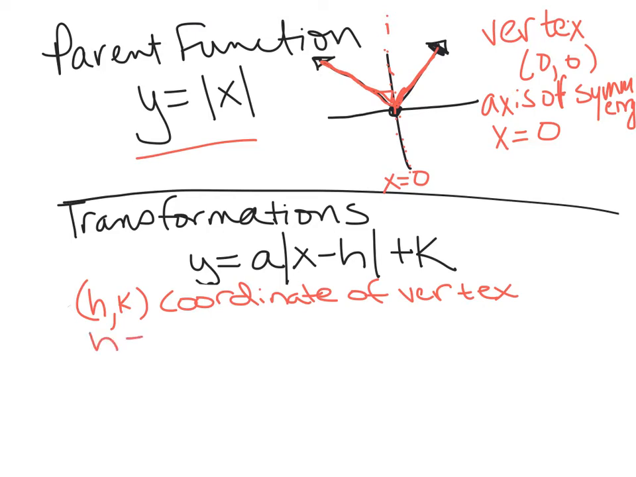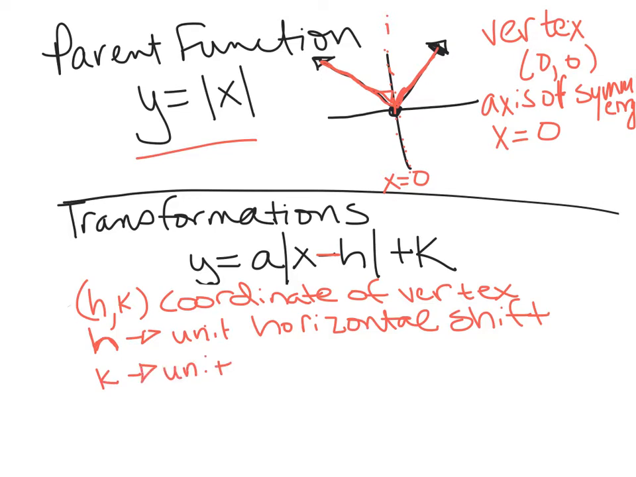h is a unit horizontal shift. Keeping in mind this is a minus h, and this is a positive h, we always do the opposite of what's in that absolute value sign for the value of h. But we do preserve the sign on the k.